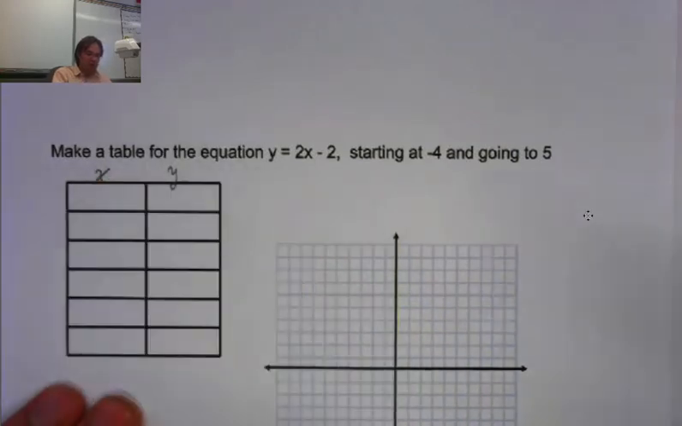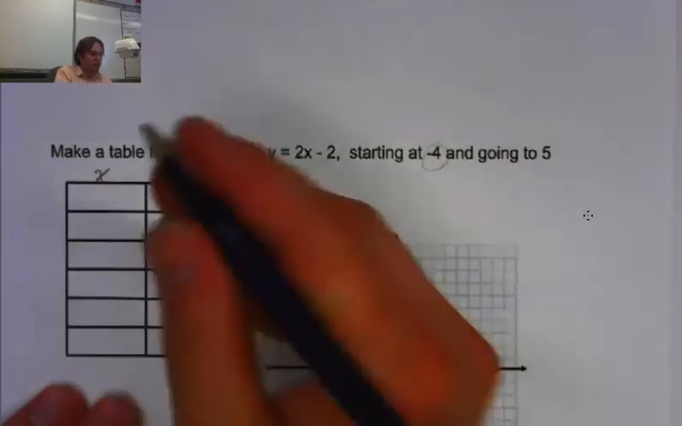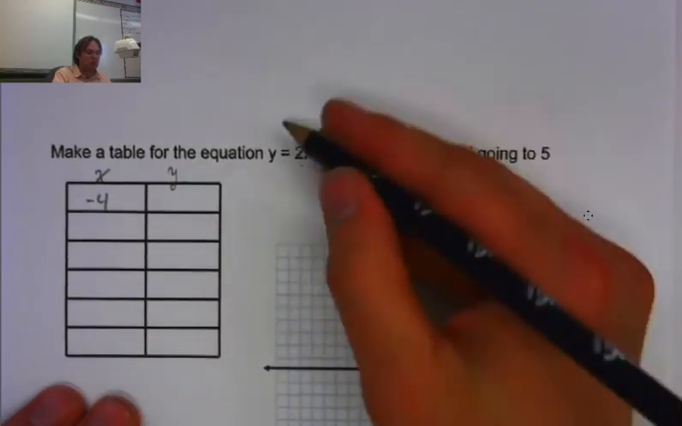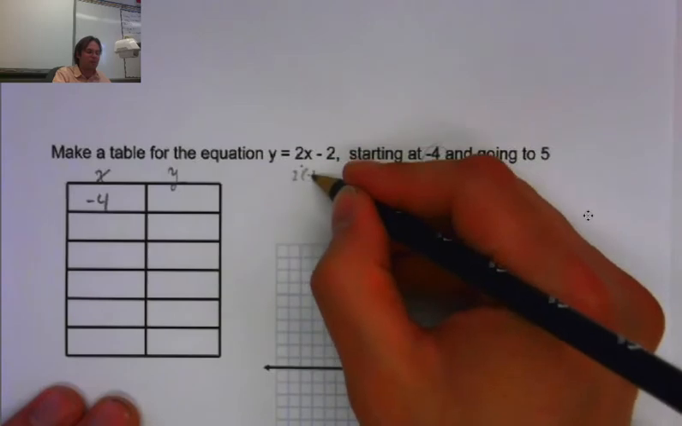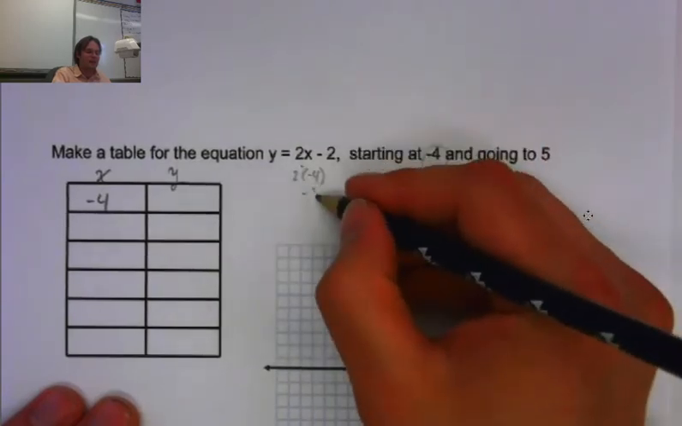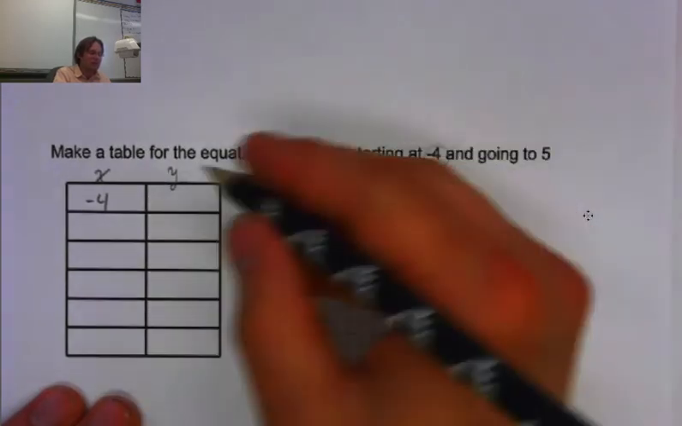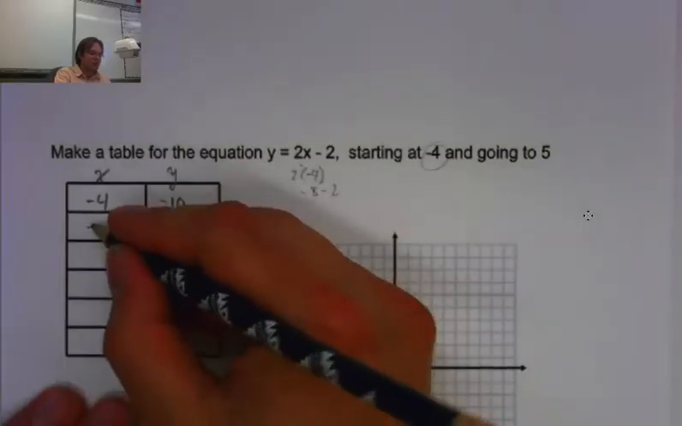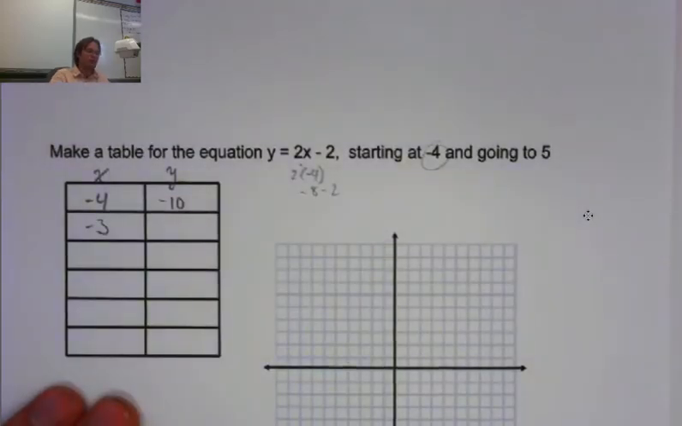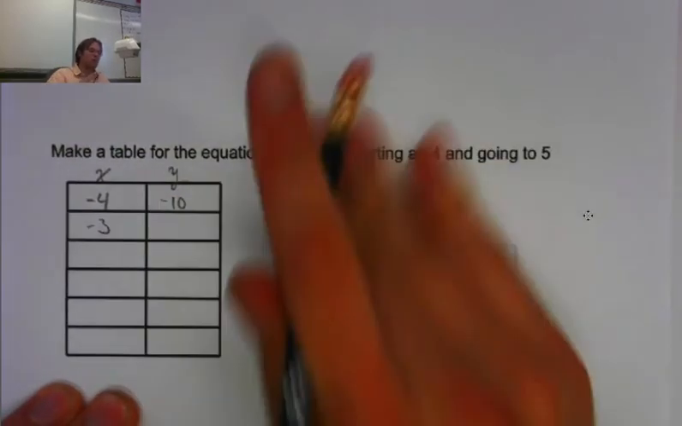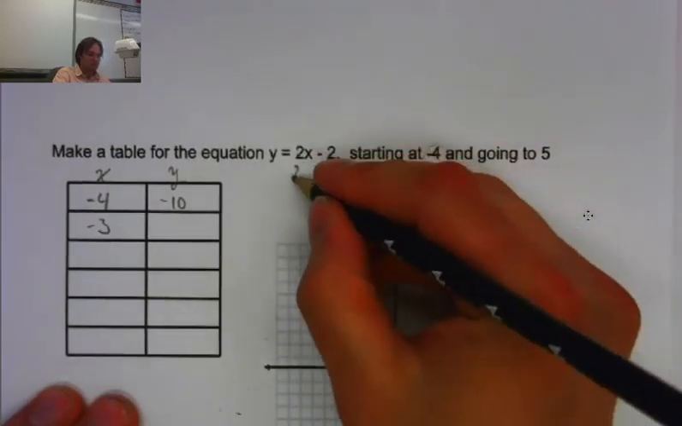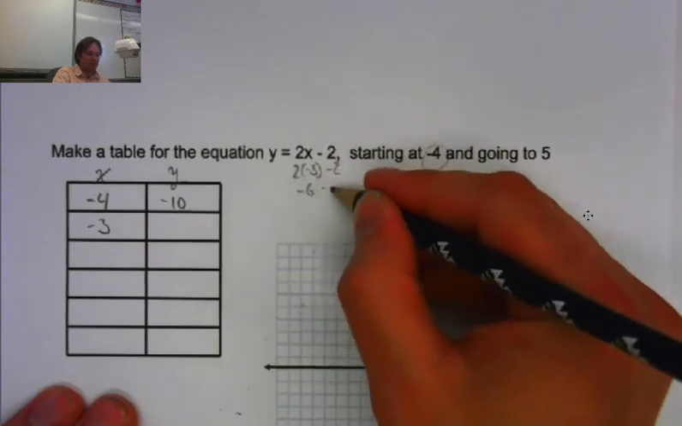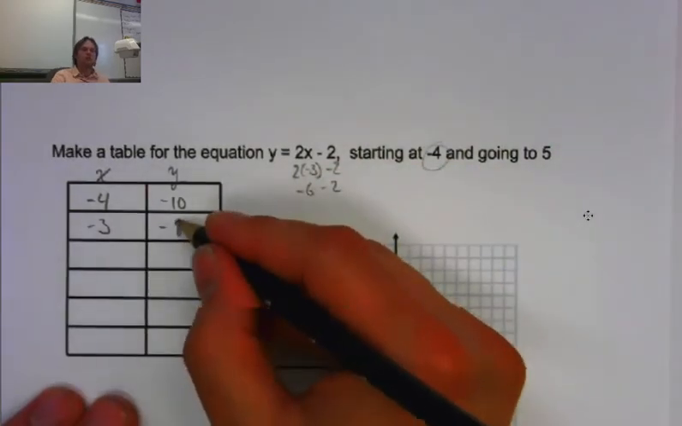So when we want to start at -4 for x. So when I have -4, what would my y be? So I have 2 multiplied by -4, which will give me -8. Then we subtract 2, which will end up giving me -10. Okay? Now the next one will be -3. So if I did 2 multiplied by -3, that's going to give me -6. Subtract 2 is going to give me -8.